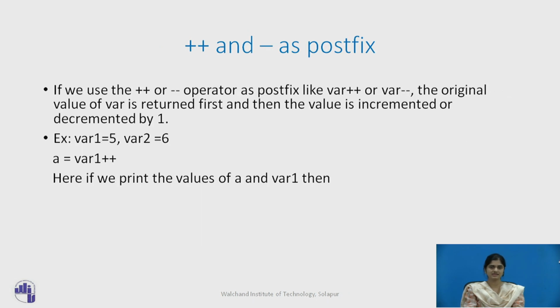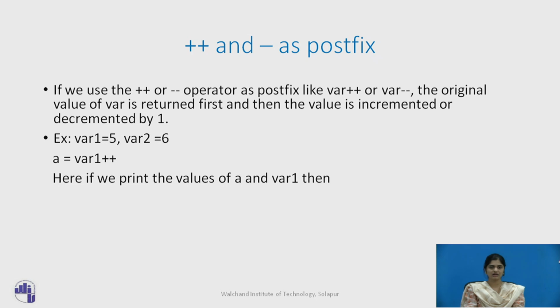Now using the plus plus and minus minus, that is increment and decrement operators, as postfix. If we use the increment or decrement operators as postfix, they will appear after the operand. For example, if I take a variable var, and I use the operand first and then the operator, then we call it a postfix operator, like var plus plus or var minus minus. The original value of var is returned first in this case, and then the value is incremented or decremented by 1 depending on the operator that we are using.